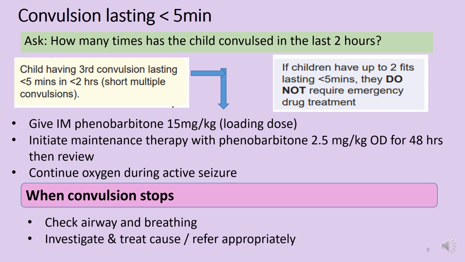However, in a child who is convulsing for less than 5 minutes and in the last 2 hours they have not exceeded 2 convulsions, that child does not require emergency anticonvulsant treatment. The only child who requires emergency anticonvulsant treatment, whose convulsions are less than 5 minutes, is the child who is having 3 or more convulsions within a span of 2 hours. If they do not meet that threshold, then they do not qualify to be given urgent or emergency anticonvulsant treatment. Please remember that.